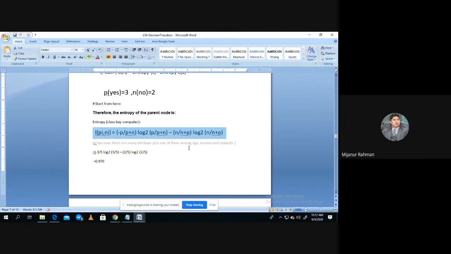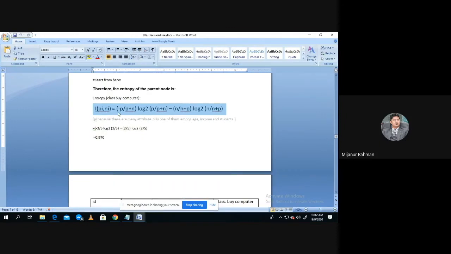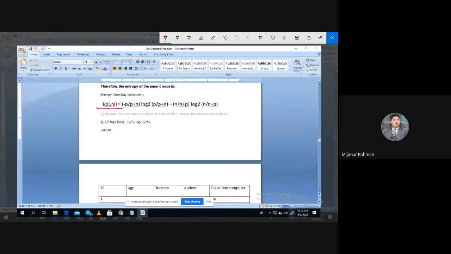Okay, dear. If you look at this formula, what you can see is the I(P, N), and this is the formula. This is the given formula, and you don't need to memorize it. It is a given formula, right? Okay, dear. So now, what is your P?